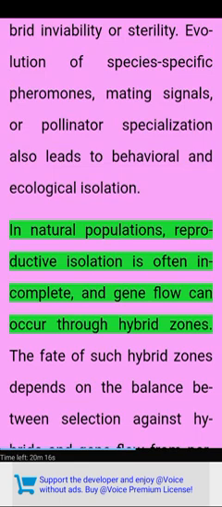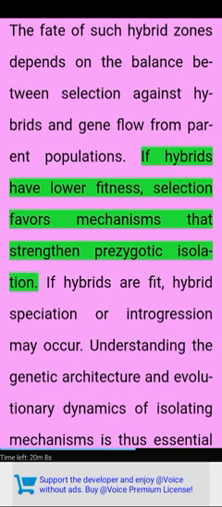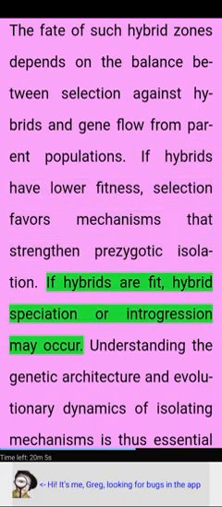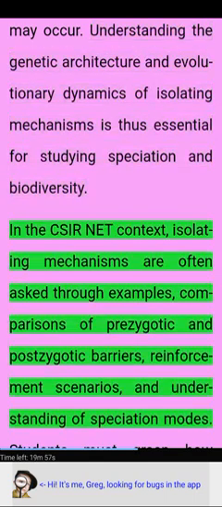In natural populations, reproductive isolation is often incomplete, and gene flow can occur through hybrid zones. The fate of such hybrid zones depends on the balance between selection against hybrids and gene flow from parent populations. If hybrids have lower fitness, selection favors mechanisms that strengthen prezygotic isolation. If hybrids are fit, hybrid speciation or integration may occur. Understanding the genetic architecture and evolutionary dynamics of isolating mechanisms is thus essential for studying speciation and biodiversity.